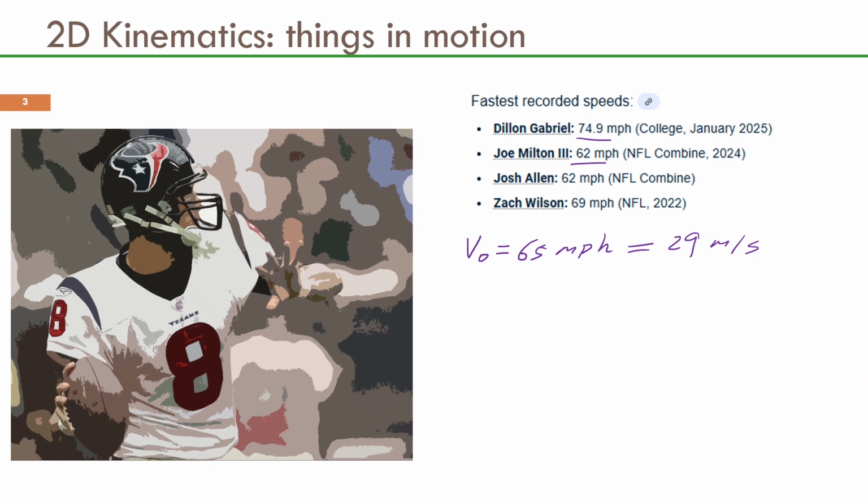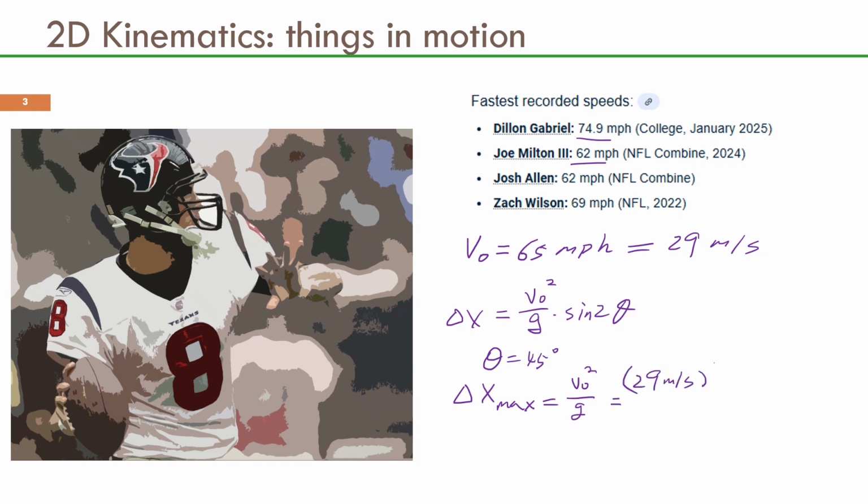Then we can use our equation, x equals v0 squared divided by g times sine 2 theta. If we assume the football player threw the ball at the best angle, which is 45 degrees, then the range would be maximum, which equals v0 squared divided by g. If I substitute this value, 29 meters per second squared divided by 10 meters per second squared, then roughly I'm going to get 84 meters. If I convert this into yards, it's about 92 yards.